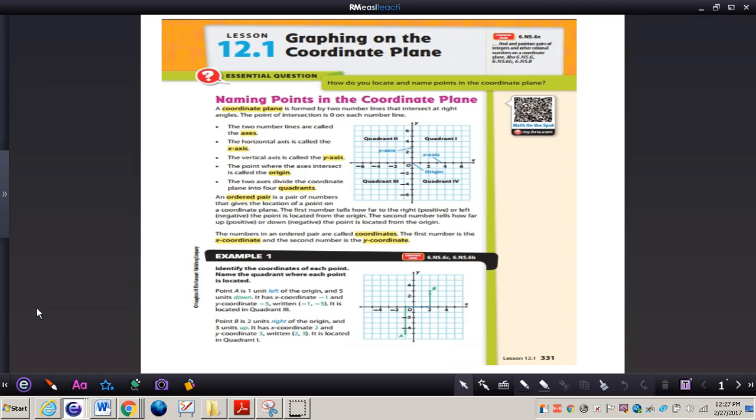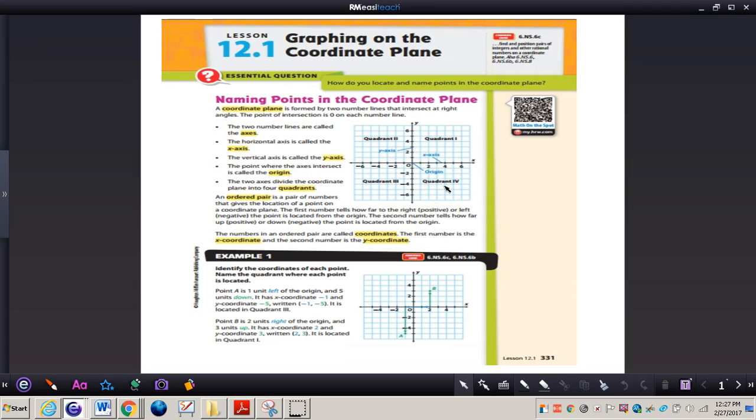So let's take a look at all the different points in the coordinate plane. So some very key terms that we'll need to take a look at on page 331. We can see a coordinate plane is formed by two number lines that intersect at right angles. The point of intersection is 0 on each number line. So we can see right here 0 where the different number lines intersect. Okay, they form a right angle, so that will be 0.